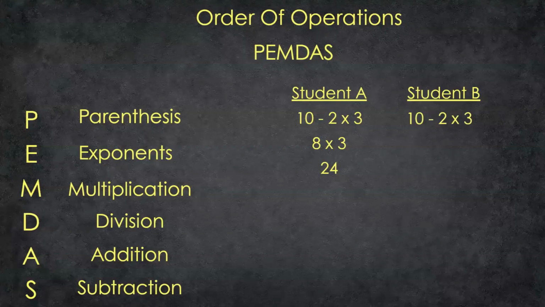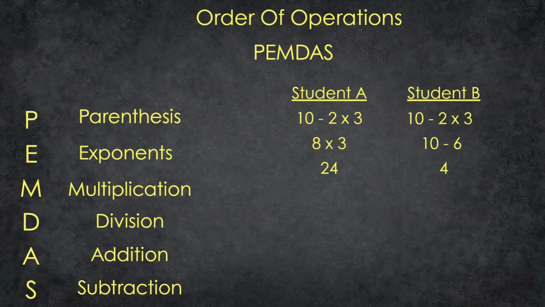Student B has the exact same equation, except they don't do 10 minus 2 first. They decide to do 2 times 3 first. They want to do multiplication. So they do 2 times 3 and get 6. So then they do 10 minus 6 and get the answer 4.